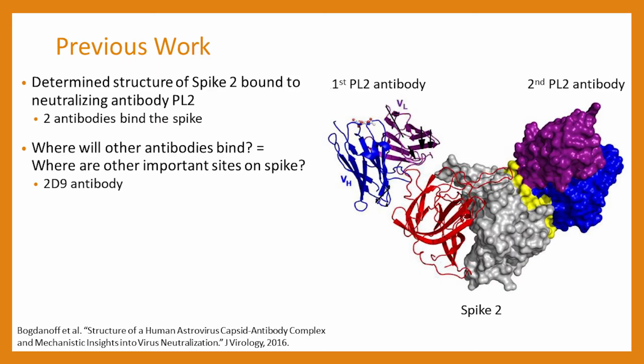Previously in the lab, we determined the structure of the spike from serotype 2 bound to the neutralizing antibody called PL2. And it turns out that 2 antibodies can bind the spike. So we're interested in figuring out where other antibodies will bind, which is another way of asking where are other important sites on spike that antibodies can block.